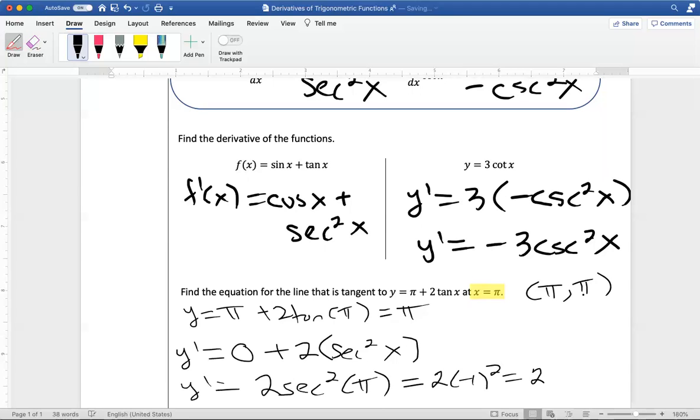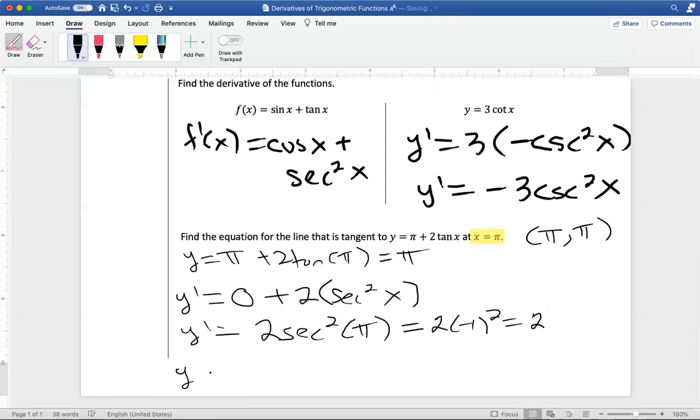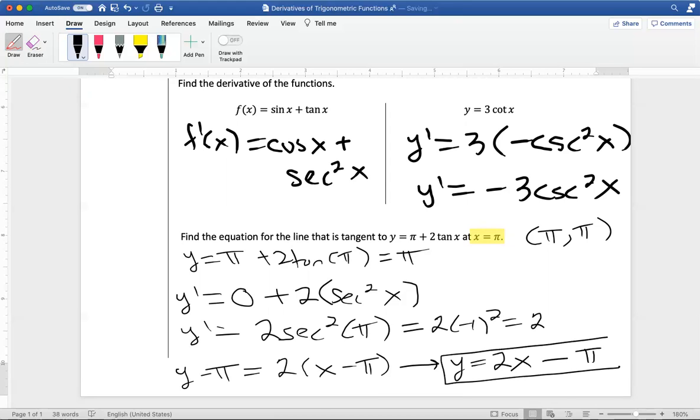Okay, so I have my point, pi comma pi, and I have my slope, 2. Now I'm going to write the equation of the line. y minus pi is 2 times x minus pi. If you simplify that, you should get y equals 2x. I distribute and get negative 2 pi, add pi, so minus pi. So this is the equation of the tangent line to the function pi plus 2 tangent x at x equals pi.